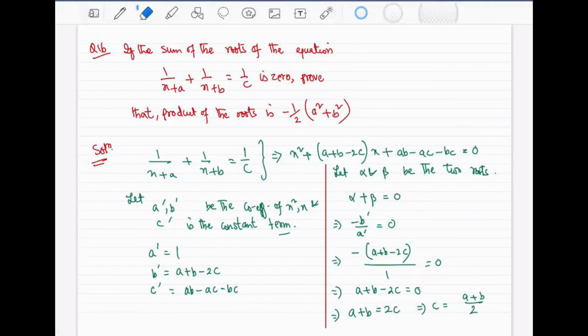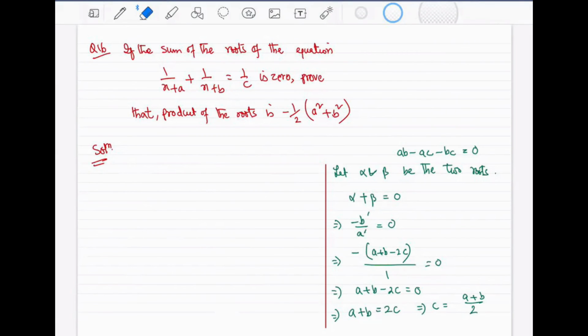Okay, let me rub off all of this. So product of the roots, let's come back to this side. Let's come back to this side, okay? Continuation from here. Now product of the roots.